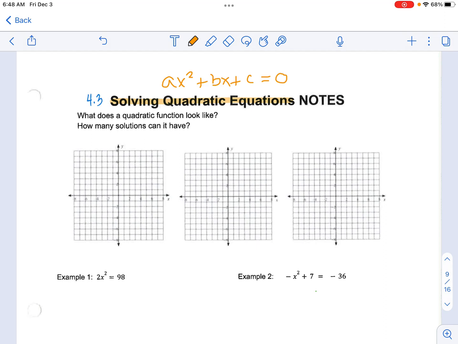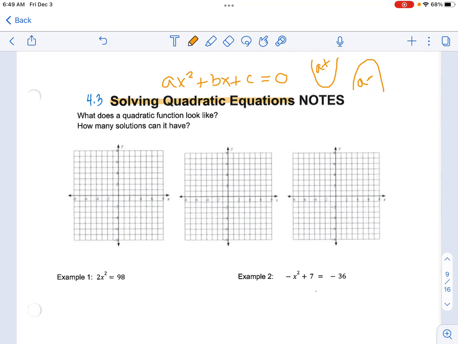But we also know that these functions either look like this or look like this, right? The parabolas. If a is positive, they look like this, and if a is negative, they look like this. So when we talk about solving them, we talk about finding the values for x that make the expression equal to 0. Okay, that's kind of what this says here.